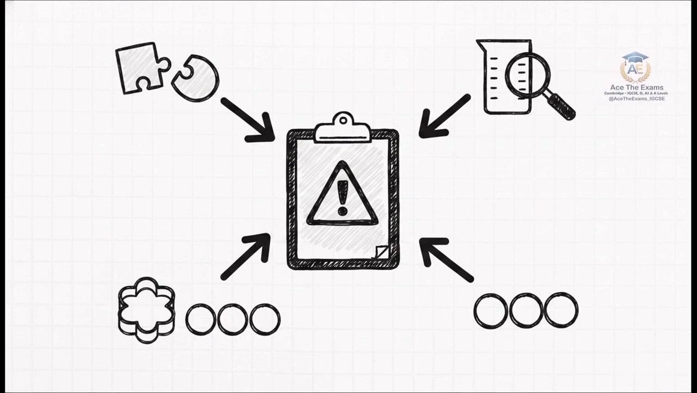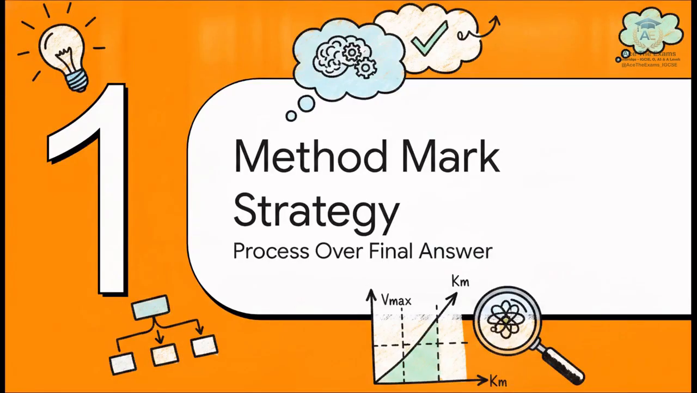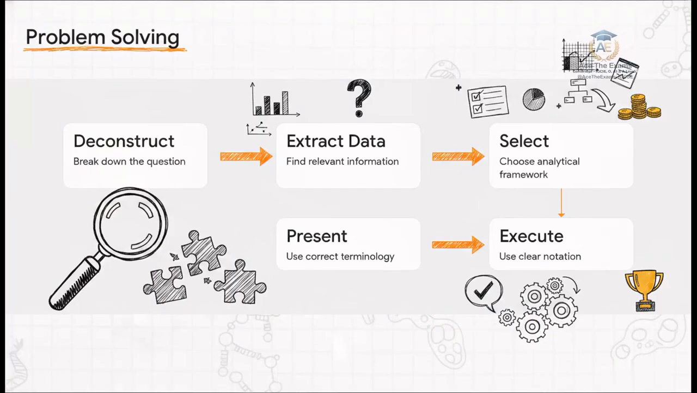They are practically begging students to rigorously check their units and directly link their analysis to the scenario on the page, not some hypothetical one from a textbook. So how do we fix this? We use the method mark strategy, which is all about process over final answer. This is absolutely crucial. Cambridge awards critical marks for your logical process, even if your final calculation goes slightly awry.